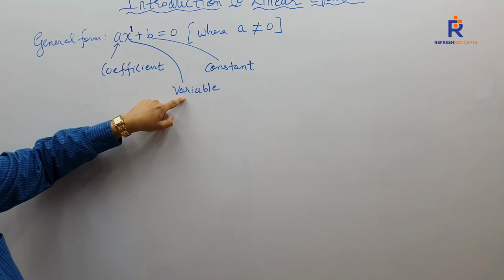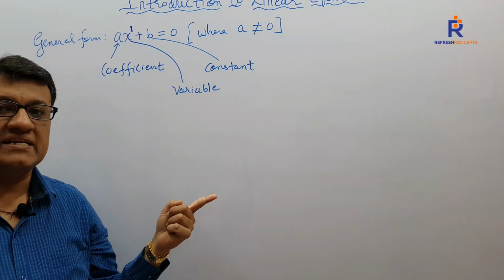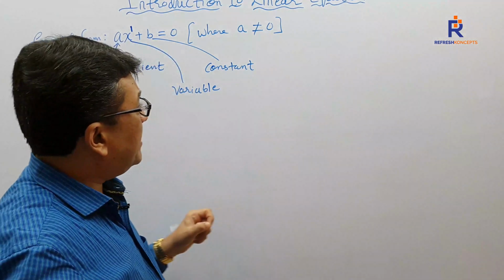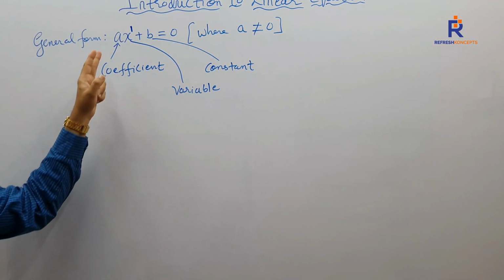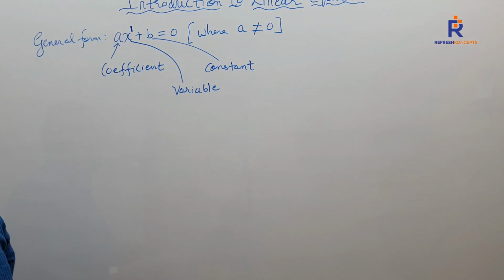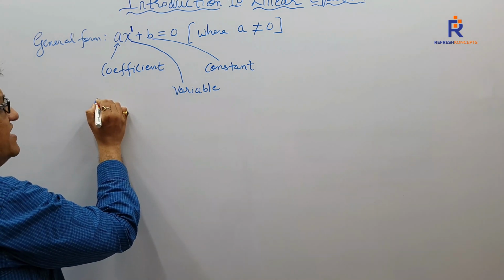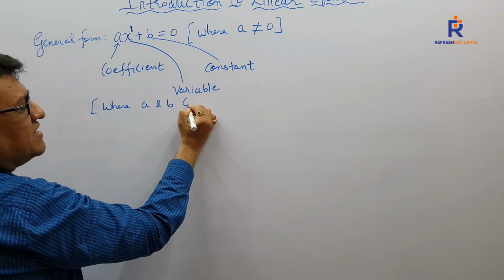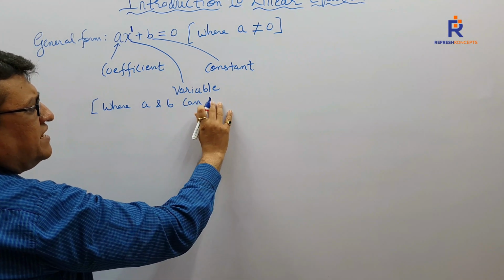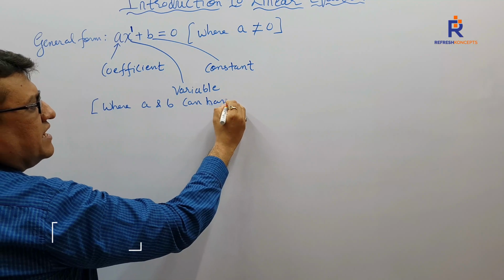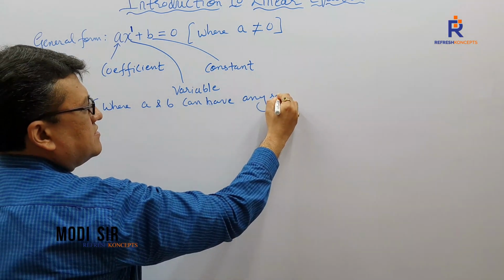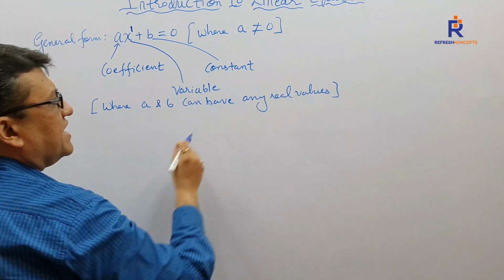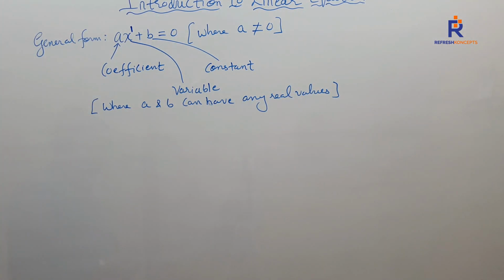And we have only one variable, and that's the reason I keep saying this is a linear equation in one variable. Now, there are many students who must be wondering what values a and b can have. A and b can have any real values, so you can say any real numbers.